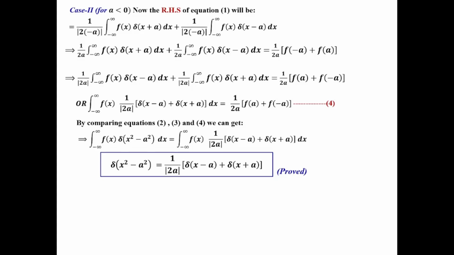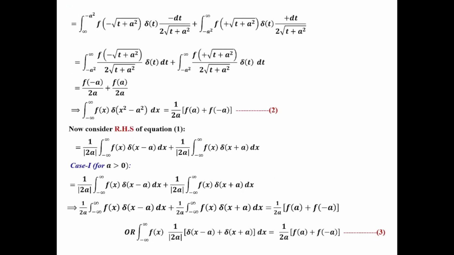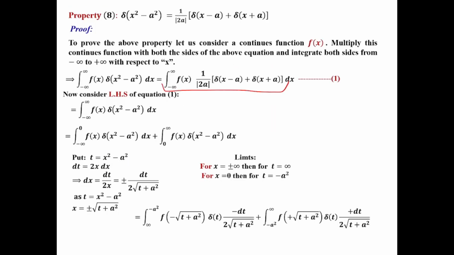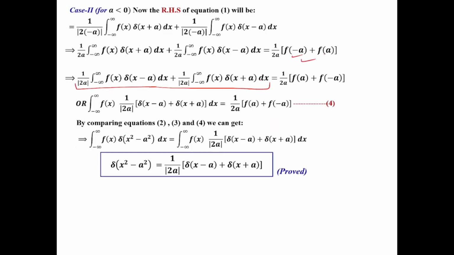So that implies the RHS of equation number 1, that means this one, will be equal to this much, right? Here I have written first this one and second this one. Or the RHS of equation number 1 is nothing but this one. So we can write this one also is equal to 1 by 2a f of a plus f of minus a. Let this be your equation number 4.